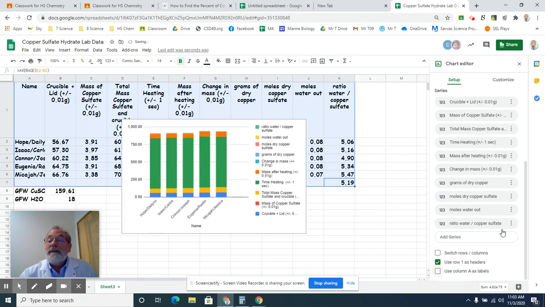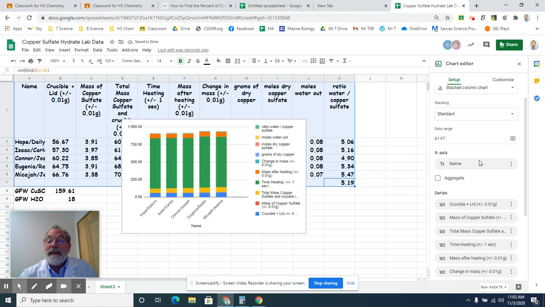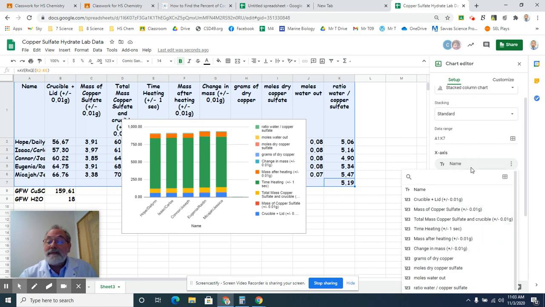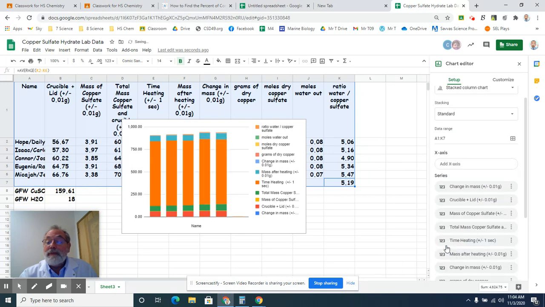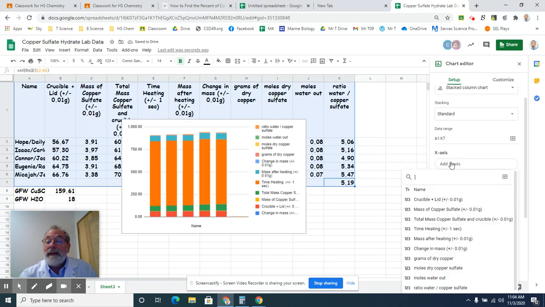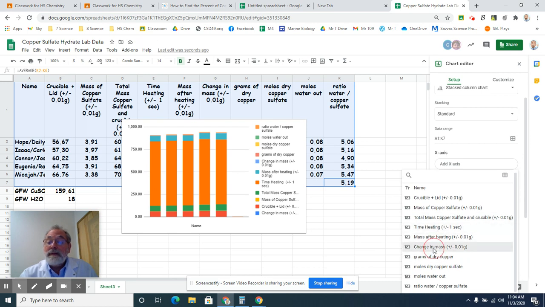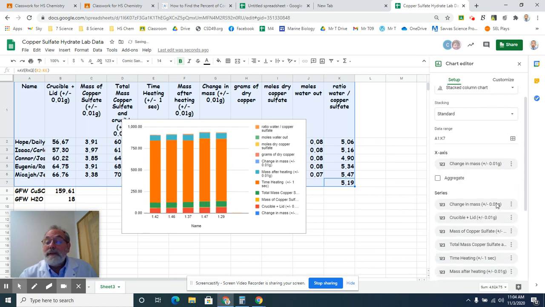We're done there. Now we want to go up here to my x-axis, and this is going to be mass of water. Change in mass, that's this one, that's mass of the water. Go up here to x-axis, change in mass. There it is, boom.